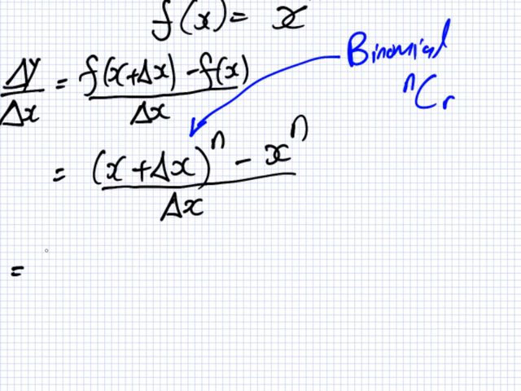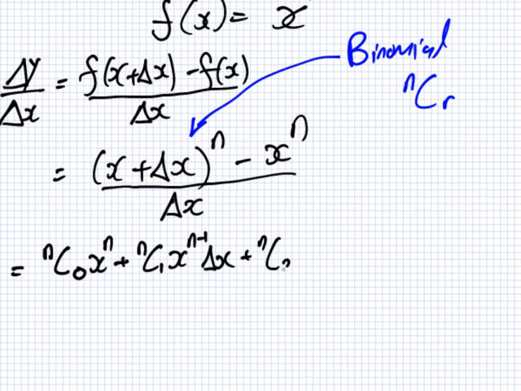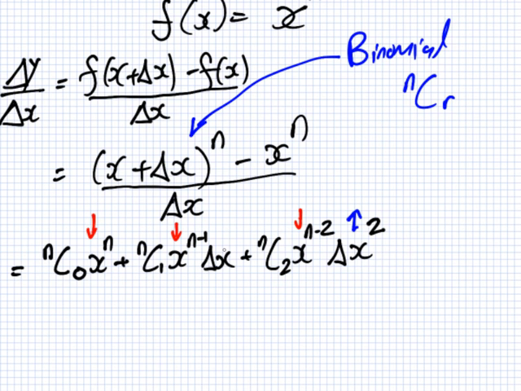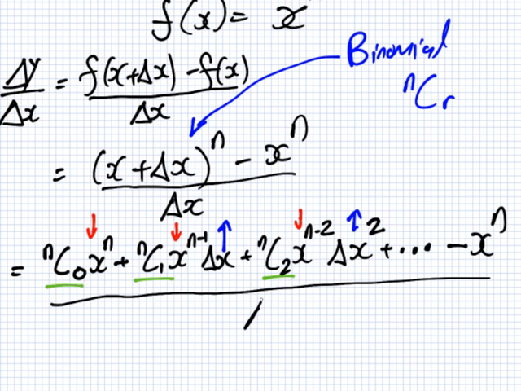So here we would get nC0 x^n plus nC1 x^(n-1) delta x plus nC2 x^(n-2), and then this one here would be delta x, what power? 2. Can you see what's happening? I'm decreasing the x power, and then I'm increasing the delta x power. And here are my c's. Etc., etc., minus x^n, all over delta x.